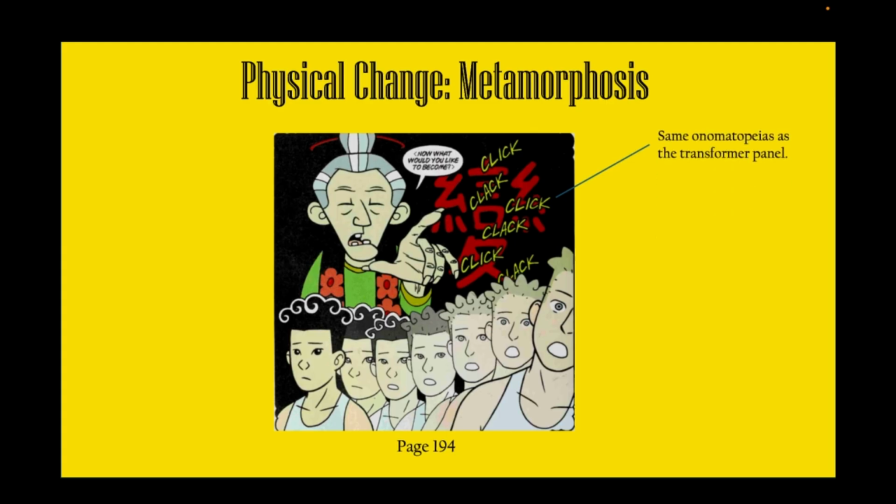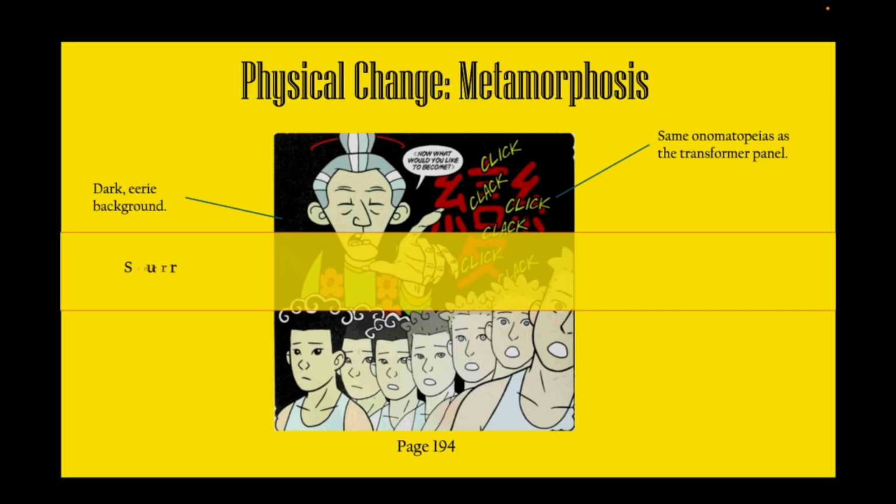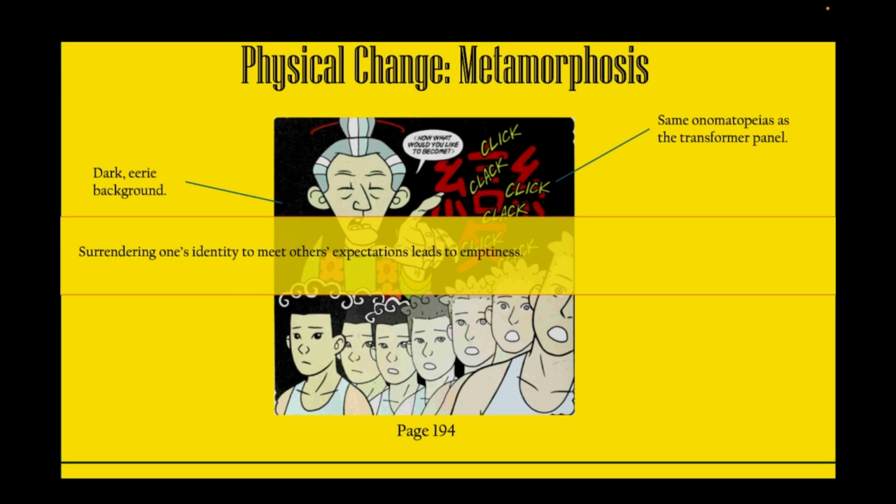The Transformer was once a symbol of imagination, but it becomes one of self-destruction, reflecting the erasure of his identity. The matte black color palette in the background emphasizes his shame and confusion. This metamorphosis effectively captures Jin's internalized racism and cognitive dissonance, since he believes that by becoming Danny, he will finally belong. Surrendering one's identity to meet others' expectations leads to emptiness.